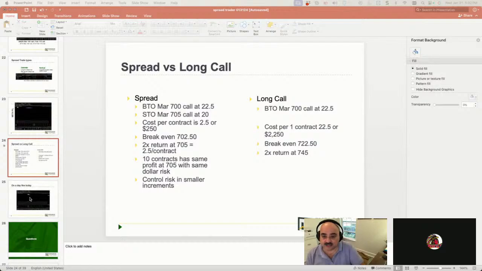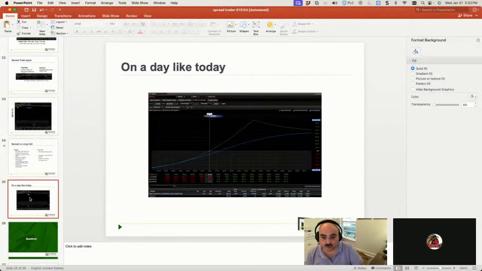Okay, and then on a day like today, let's look at what happened with one of the trades. So this was Amazon, and this is something I didn't make the trade in Spread Trader, but I posted in the room. And a day like today, this is that same call where I think the original purchase price was $650, and then I sold the 170 against it.